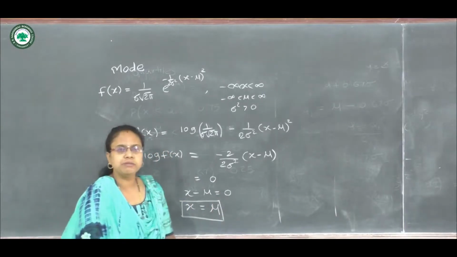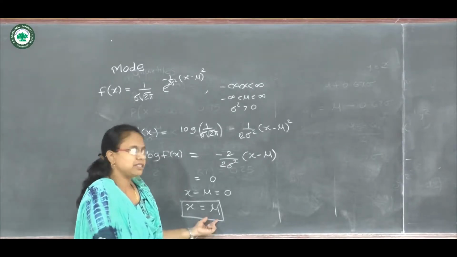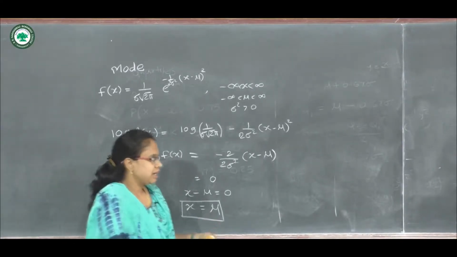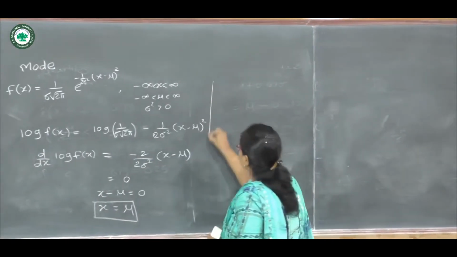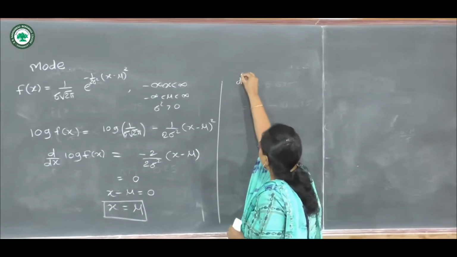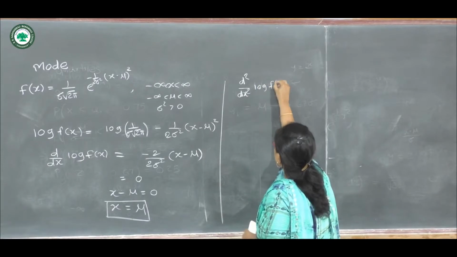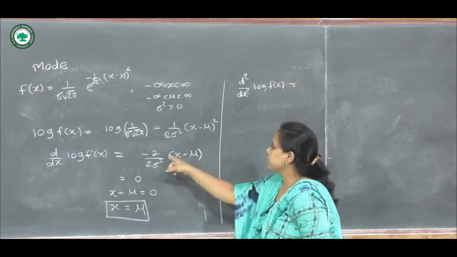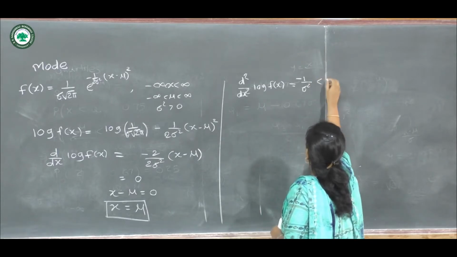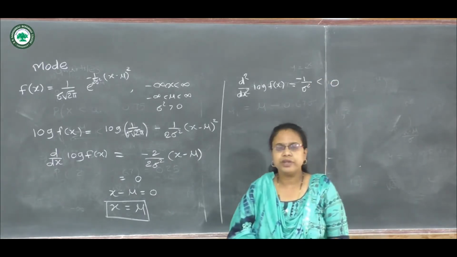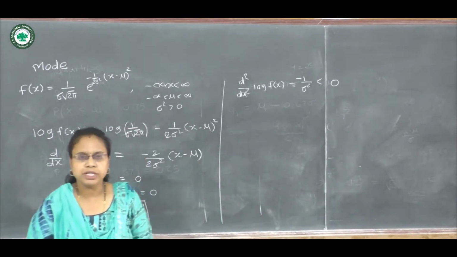So this will be the mode of normal distribution if this point has its maxima, meaning the second derivative of the term should be negative. So we will take the second derivative, and we can see here it is minus 1 upon sigma square, which is less than 0. So we can say that x equals mu is the mode of normal distribution.